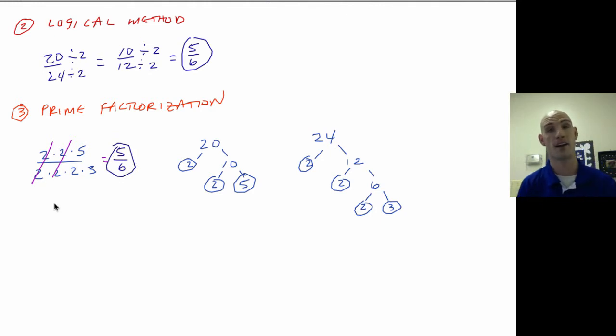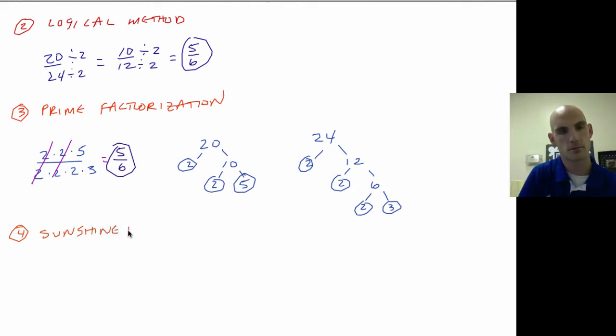I took out prime factors and that allowed me to reduce my fraction. That only works if you know that the numbers are going to reduce all the way down. So then you need to look at your fraction and say, is there anything that goes into those two? If not, we're done. Number 4. A fourth way to do this, I'm going to call the sunshine method. And you're going to see why in just a second.